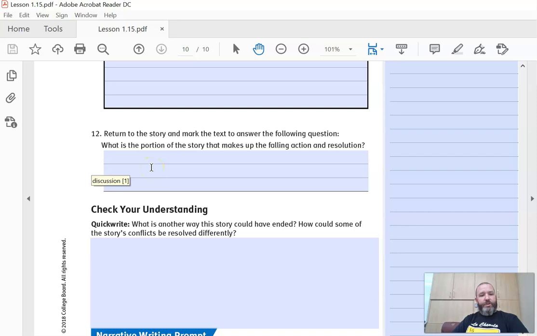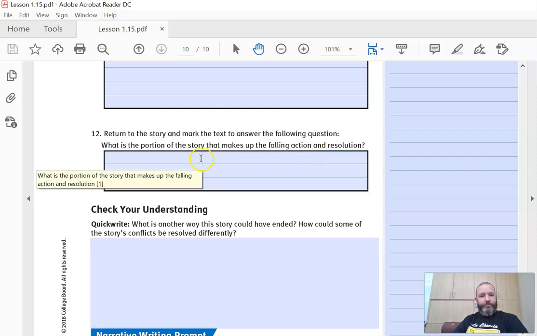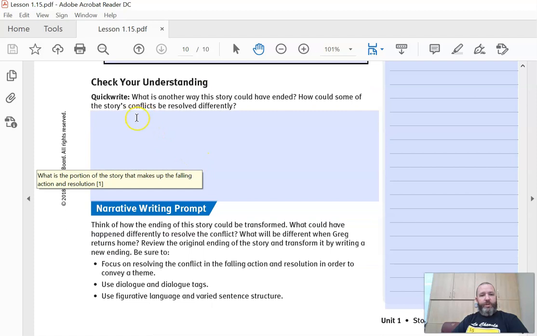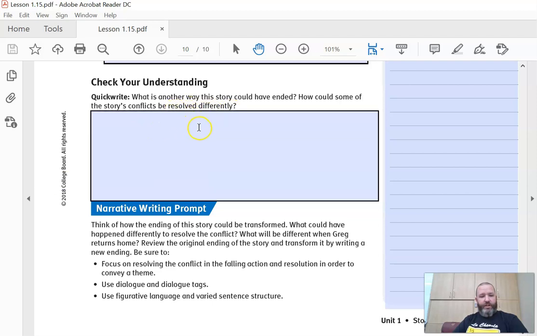Number 12, return to the story, mark the text, and answer the following question. What is the portion of the story that makes up the following action and resolution? Where does that following action begin? And a quick write: what is another way the story could have ended? How could some of the story's conflicts be resolved differently? The story could have ended very differently. What are some of the ways that it could go, and how would that have changed the conflicts and how they were resolved?